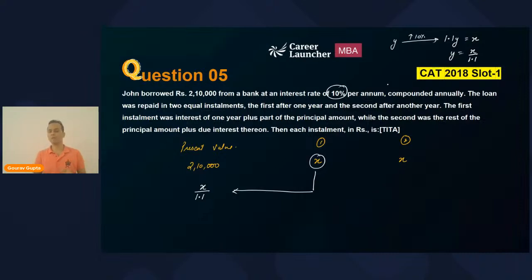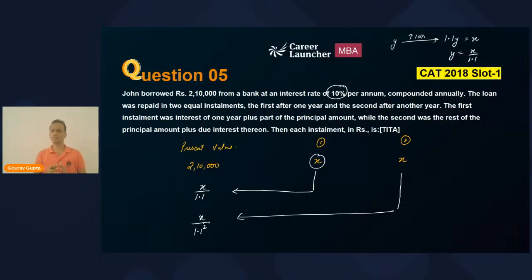So the money which was paid after 1 year, if I will pay it today, its present value will be X upon 1.1. Similarly, the money which was paid after 2 years, its present value will be X upon 1.1 square. Because it is paid after 2 years, it will include the interest of 2 years at a rate of 10 percentage. Again, if there was a third installment paid after the third year, its present value will be X upon 1.1 cube, right?